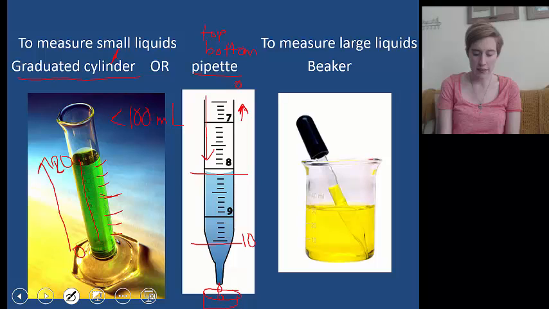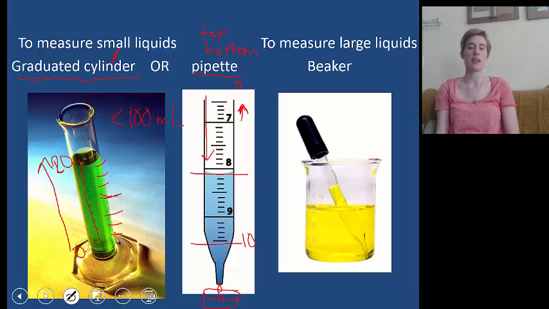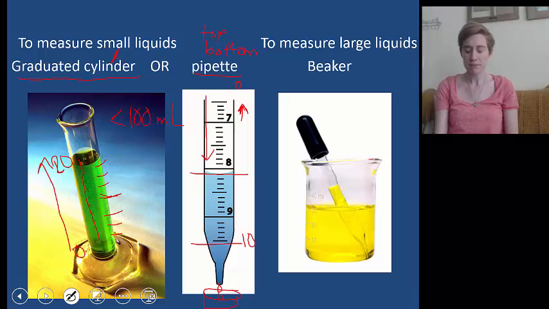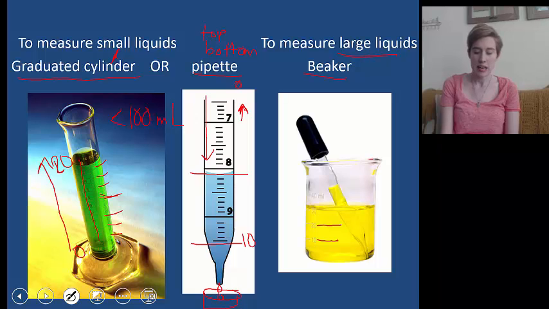So I'm not going to say that I have 9 point whatever in this pipette. I'm going to read it going top to bottom. I'm going to say I have 8 point something that I've dropped into my smaller beaker. So pipettes, you read top to bottom. Everything else, you read bottom to top, including beakers. Beakers are what we measure large liquids in because they're not very precise.